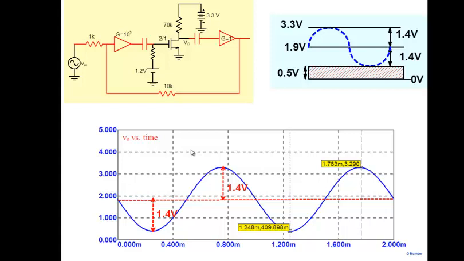Now it makes sense to put it in the middle. If I didn't put it in the middle, what would have happened? See, it can't violate this limit. No, it can't go above 3.3. Then I would have lost swing.